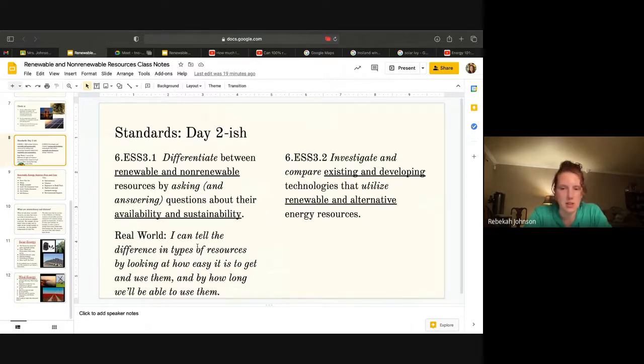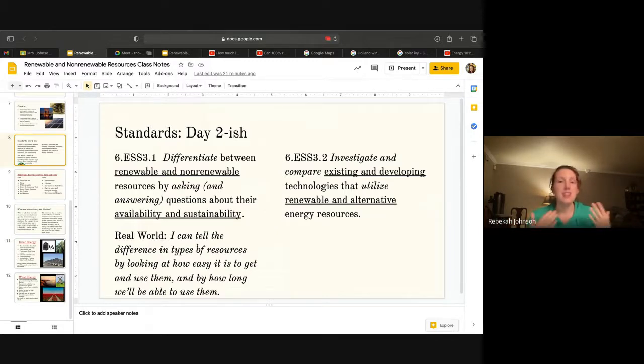Existing and developing technologies that utilize renewable and alternative energy resources. Okay, so existing means it's already there, right? Developing, if I say like God of War 7 is already in development, you guys are going to know what I mean. It's in the process of being made. Changes are being made as it's being made, tweaks are being made to improve it. It's being developed into what hopefully will be a good final product.